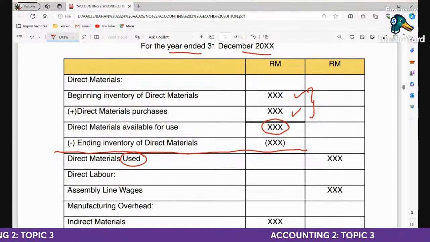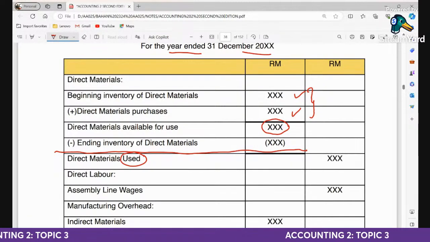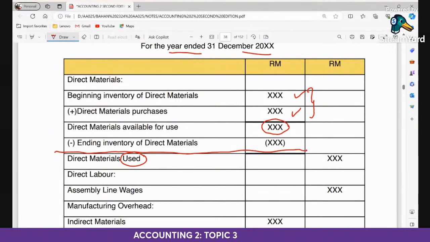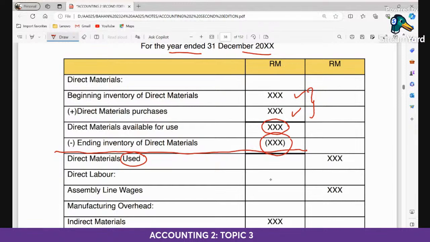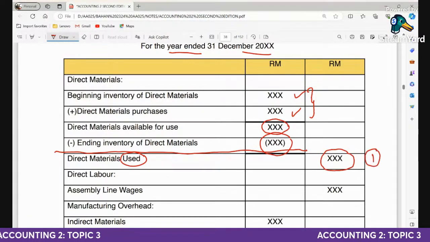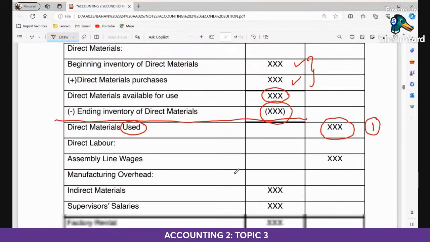Tapi adakah kita guna semua untuk pengeluaran? Tidak. Sebab bila hujung tahun, you kira dalam awak punya gudang ataupun storage, anywhere lah you simpan bahan mentah, mesti ada baki. So yang tu kena tolak lah sebab kita tak guna semua. So kita akan minus dengan ending inventory of direct materials. So you will end up with the direct material used. This is item 1.